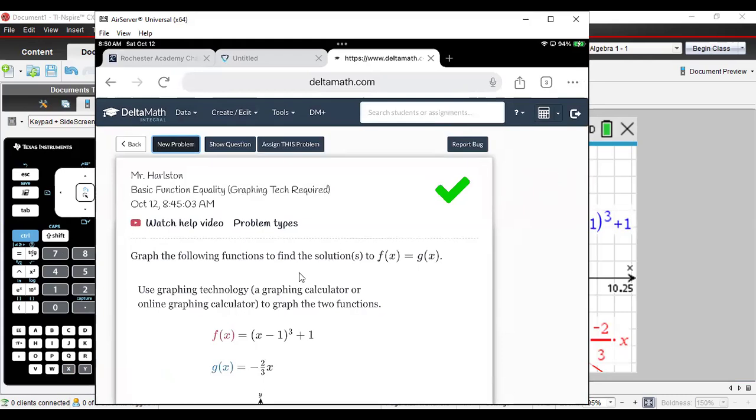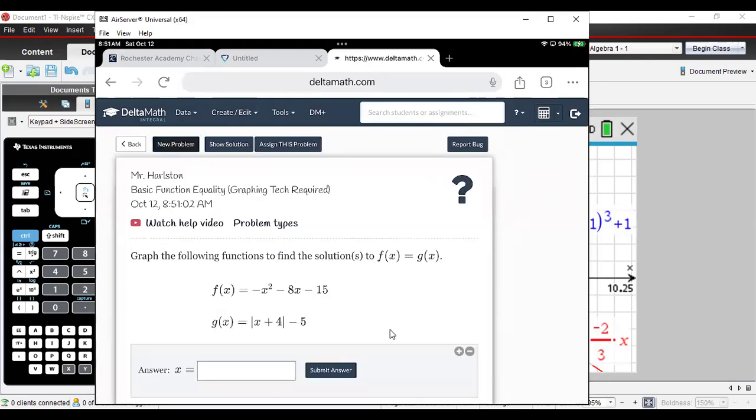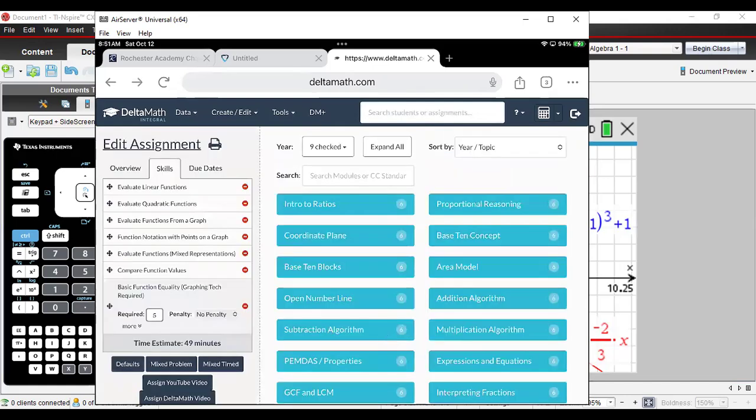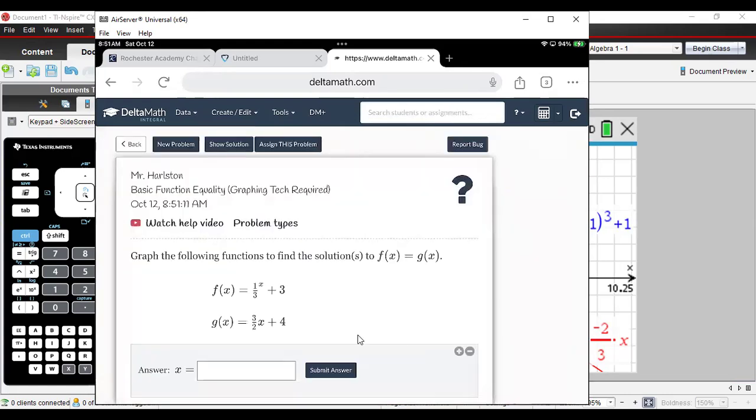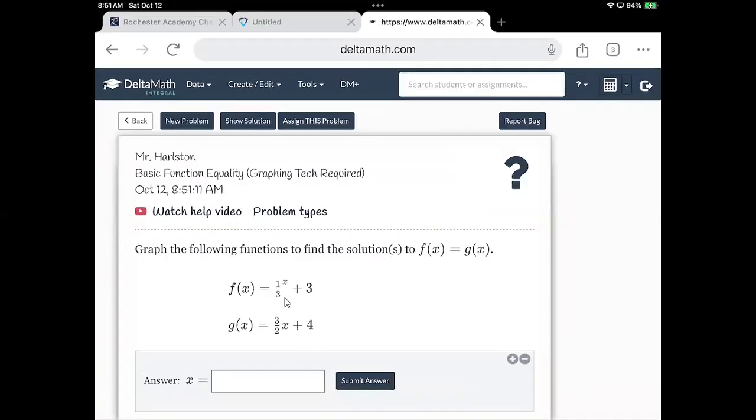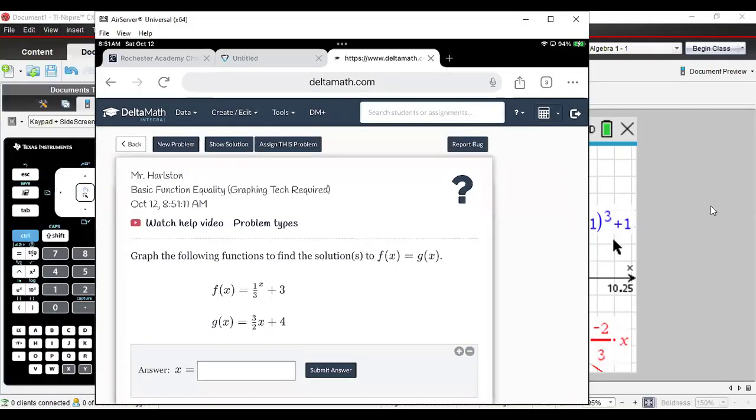Let me try one more. This one went a little quicker, so I'm going to get a new problem. All right, we've got an exponential and we've got a linear, so let me graph these two. It's 1/3 to the x plus 3, and then it's 3/2 x plus 4. So we have a decreasing exponential and an increasing linear. Let's go and graph those two.